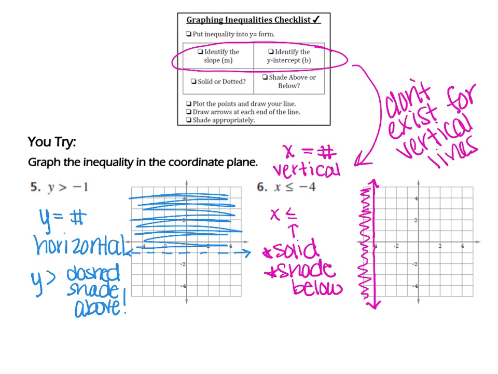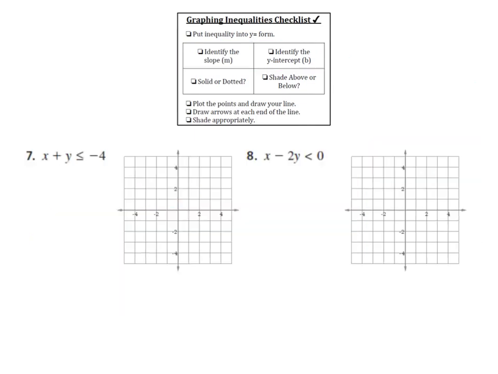Right? We could have written number 5 as y is greater than 0x minus 1, and said the slope was 0 and the y-intercept was -1. But we can't do that when there's not a y in the problem. We just have to know it's a vertical line.